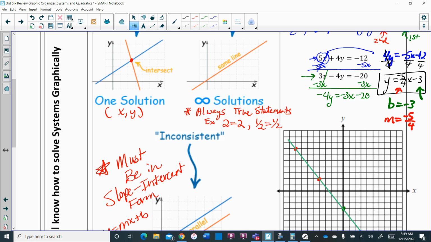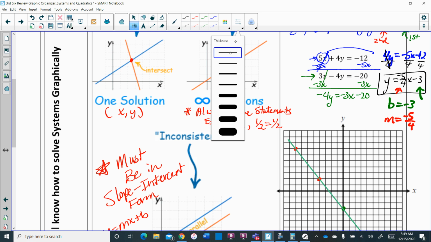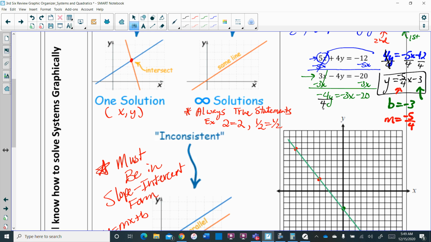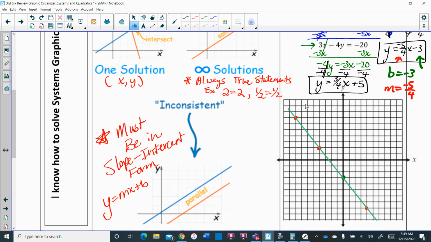Always list the x first. Now we're going to divide by the coefficient of y, so divide by the negative 4. So the negative 4 cancels out. So this equation is going to be y equals positive 3/4 x plus 5. Okay, so here's our second equation. And in that equation, our b is 5.